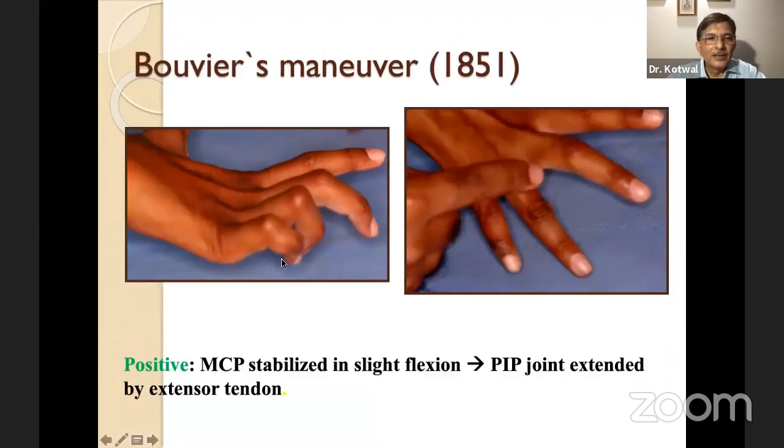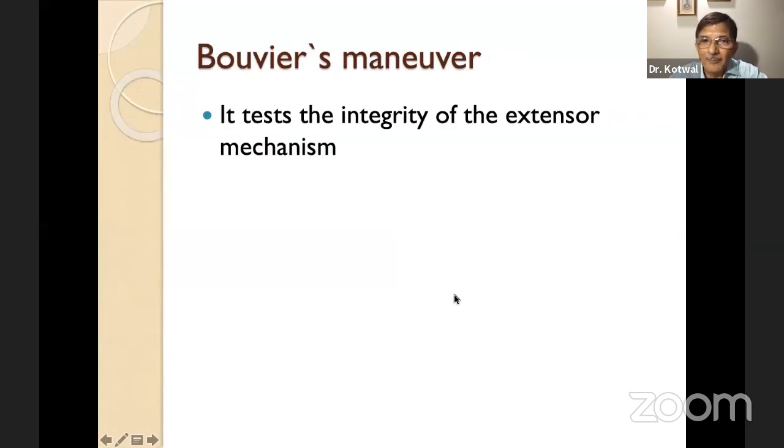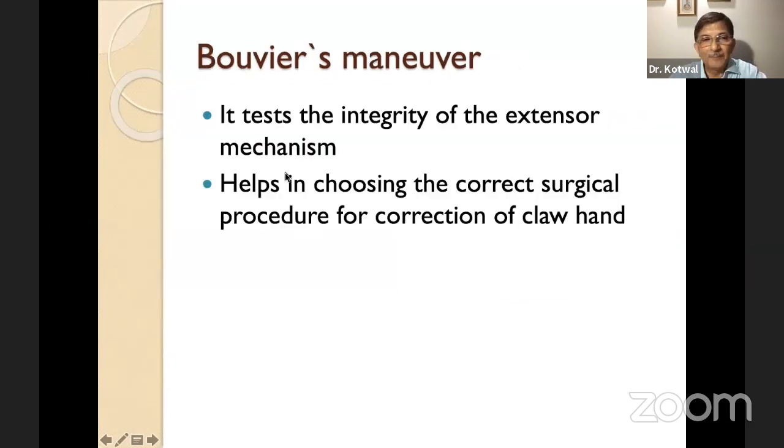This can be tested, and this maneuver or test is called Bouvier's maneuver. You try with your finger to stabilize the joint in slight flexion, and the extensor tendons will extend the digit completely, and the deformity gets corrected. This is an important maneuver because it tests the integrity of the extensor mechanism. It helps in choosing the correct surgical procedure for the correction of the claw hand.